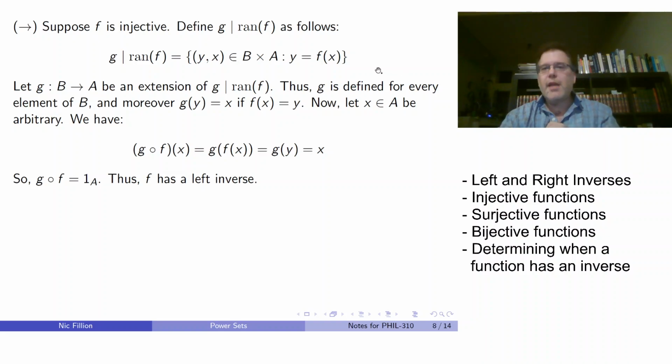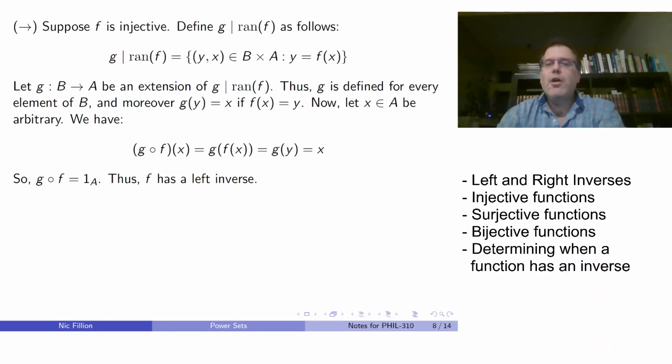Now, since g is an extension of g restricted to the range of f for the entire set B, we know that g is defined for every element of B, right? So that means that that set of ordered pairs satisfies totality. And moreover, g of y equals x if and only if f of x equals y, by construction, in the way that we have defined it here, okay?